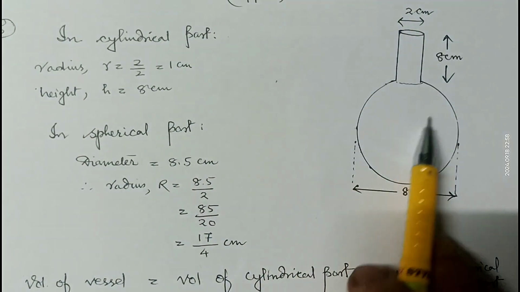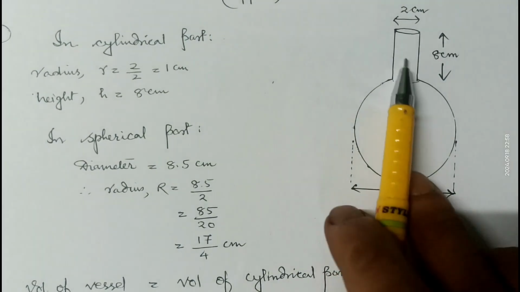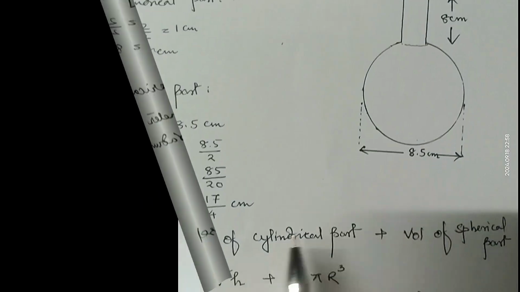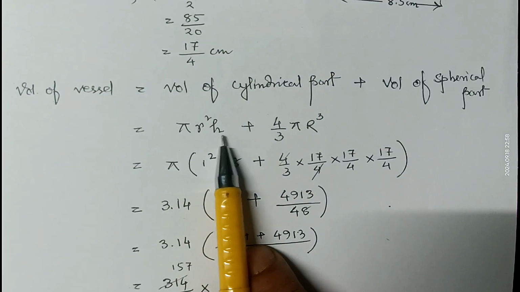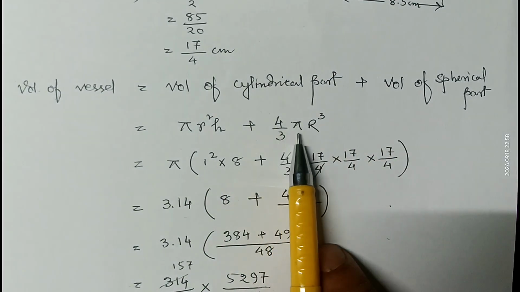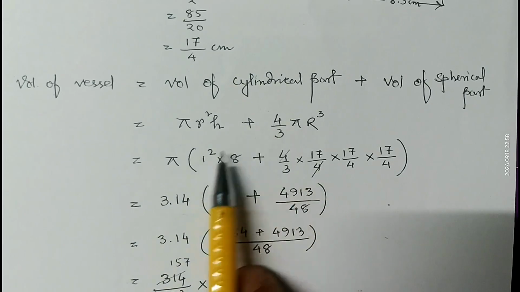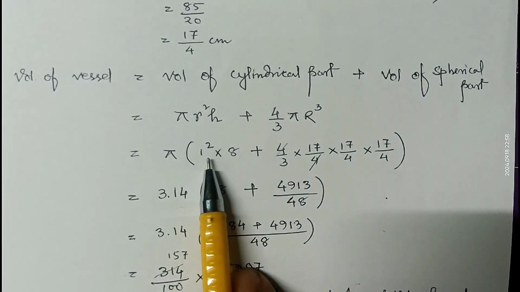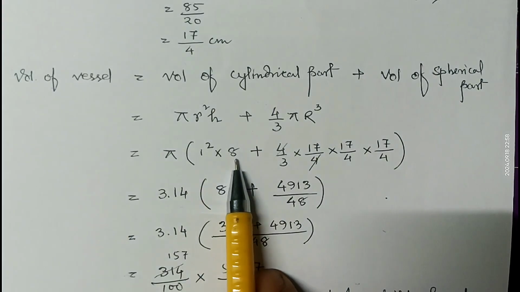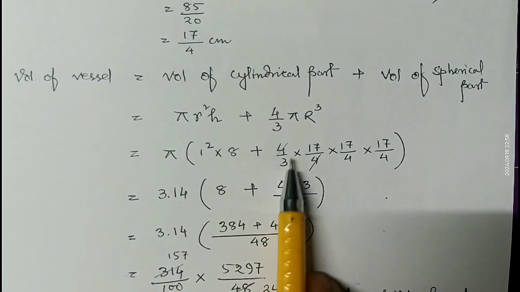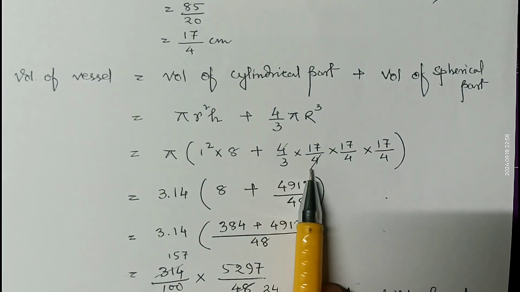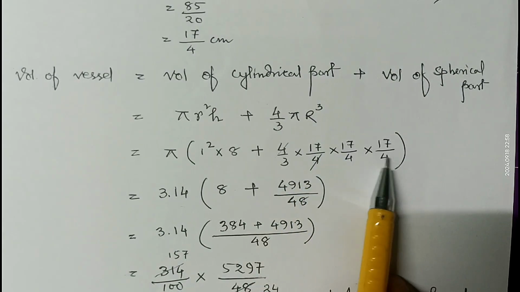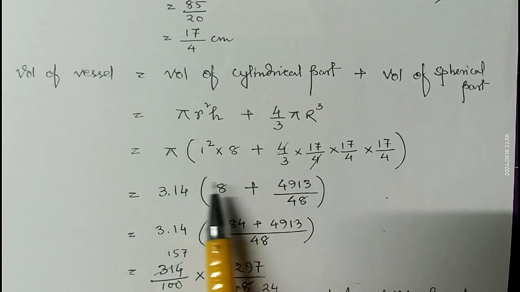Now we have to find the volume of this figure. Volume of this figure means volume of the cylindrical part plus volume of the spherical part. For the cylinder it is pi r square h, and for the sphere it is 4 by 3 pi r cube. From these two I can take pi common. We are left with r square into h. Here r is 1, so I have written 1 square into 8 plus 4 by 3 r cube. R is 17 by 4, so since it is cube I have written it 3 times. So this 4 and this 4 can be cancelled.